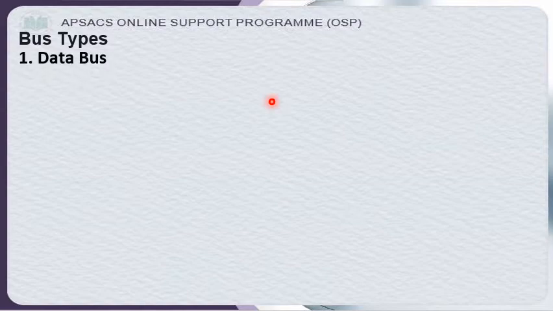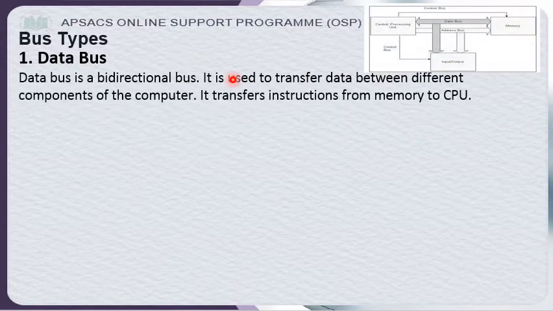Let's discuss the bus types. The first one is the data bus. What is this data bus used for? It is used for carrying data between different components of a computer. Remember that it is bidirectional, meaning the data can be retrieved or the data can be sent to the processor or from the processor.